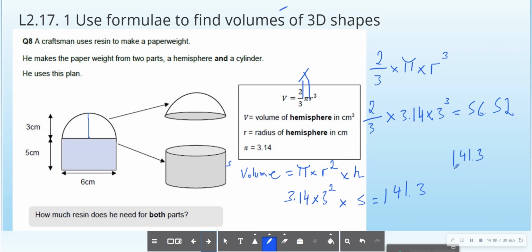141.3 plus 56.52. That gives us 197.82. What are we talking about here? That's our answer there. Grams? Perhaps.